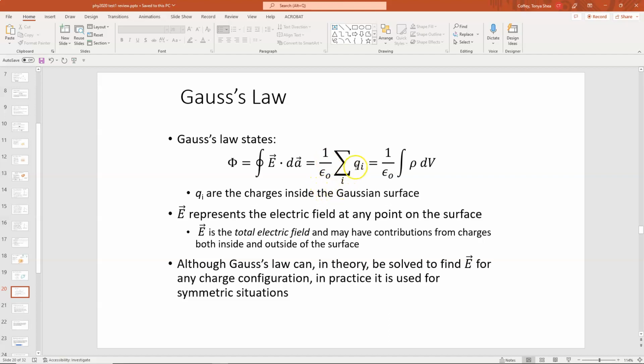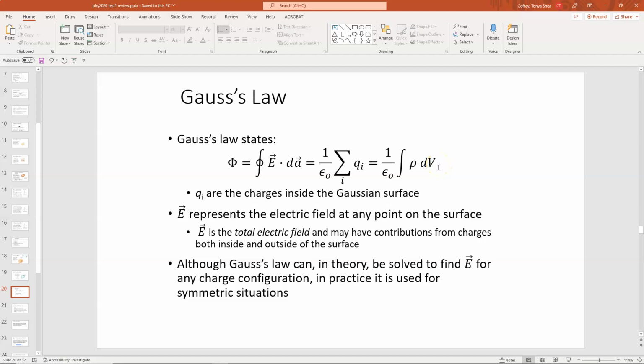Now, if your charge is a continuous charge distribution and not just a bunch of little point charges, then that will equal 1 over epsilon naught times the integral of rho dV, where rho is the volume charge density and dV is your little differential volume unit for your surface, okay?